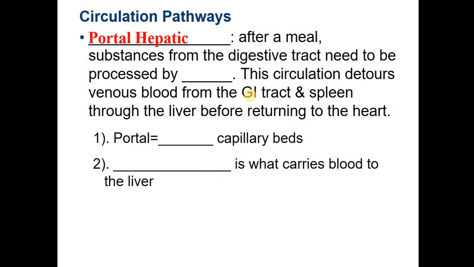The other pathway you have is the portal hepatic. When you see the term portal, that means that it goes through two capillary beds. Hepatic, think of the liver. So after a meal, substances from the digestive tract need to be processed by the liver. When you eat something, your body's going to decide what it can keep and what's needed, and what it does not want to keep and what is waste.